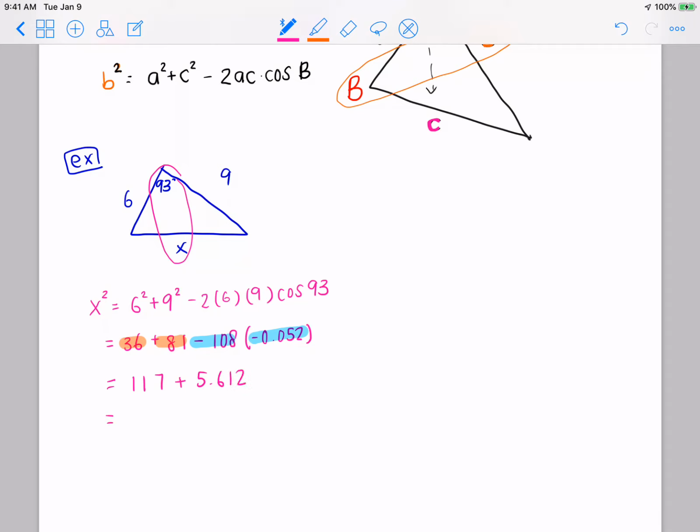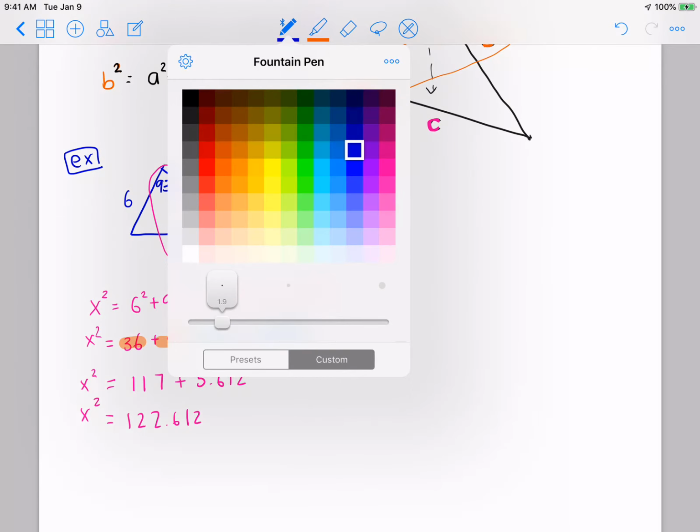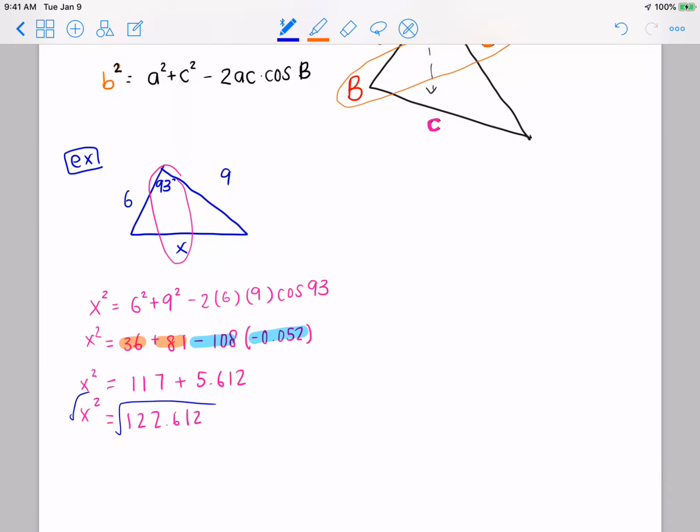Okay, keep going. Again, what we're equaling to is x squared. So it would be 122.612. And we're going to take the square root on both sides. Again, since we're dealing with length, we're only going to require positive numbers. So x would be approximately 11.07.